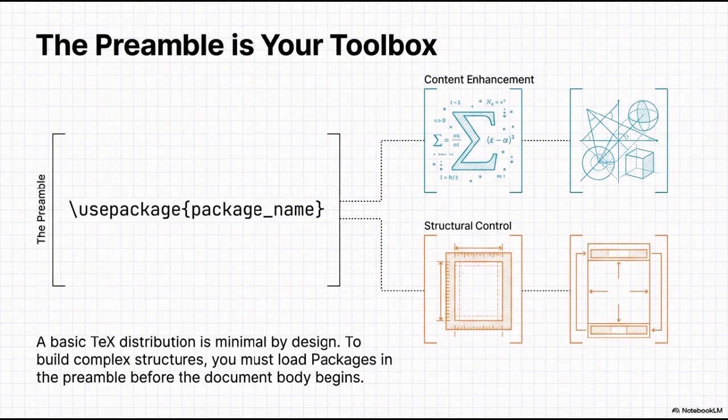Now, packages usually fall into one of two buckets. You've got packages for content and packages for layout. Content packages help you with the what of your document, the actual stuff inside, like math symbols or images. And then layout packages help with the how it looks, controlling things like your page margins or formatting columns. It's a really simple distinction, but it's totally key to building your document the right way.